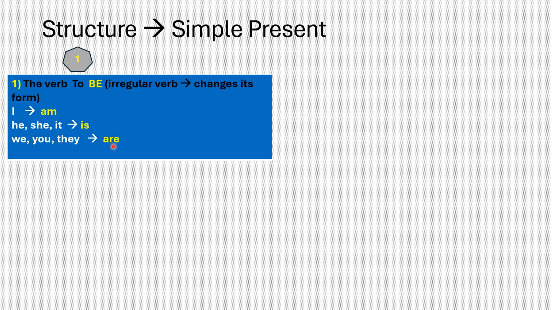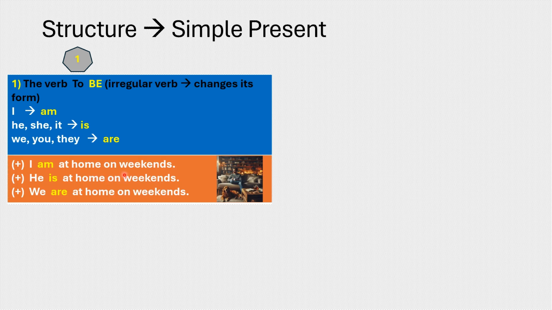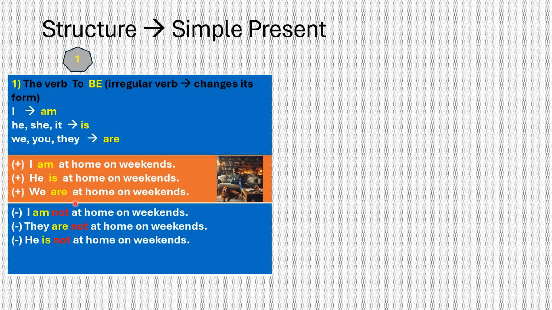Let's see what happens in the affirmative sentences. I'm at home on weekends. He is at home on weekends. We are at home on weekends. Negative statements. I'm not at home on weekends. They're not at home on weekends. He's not at home on weekends.